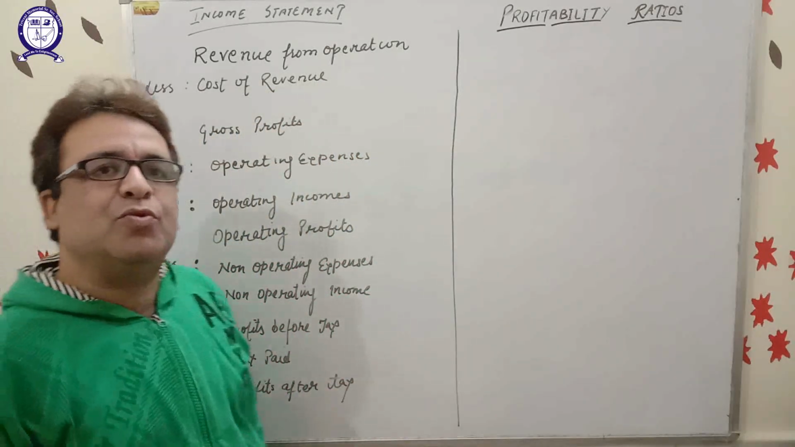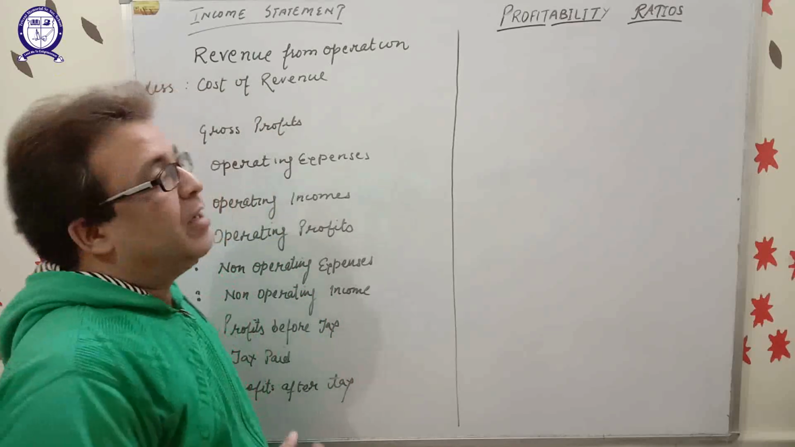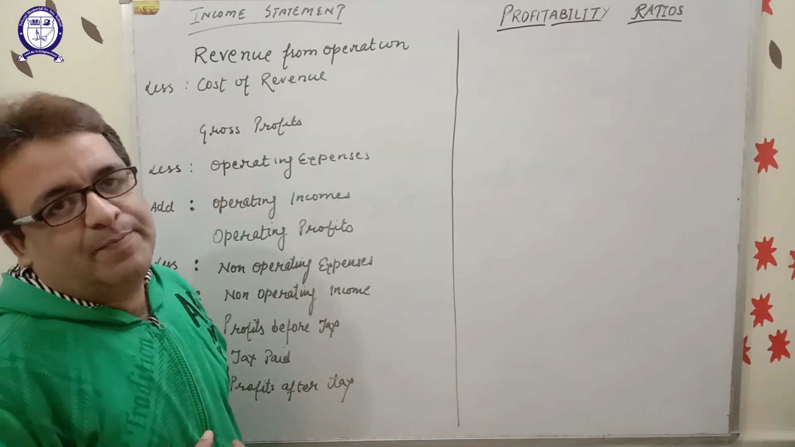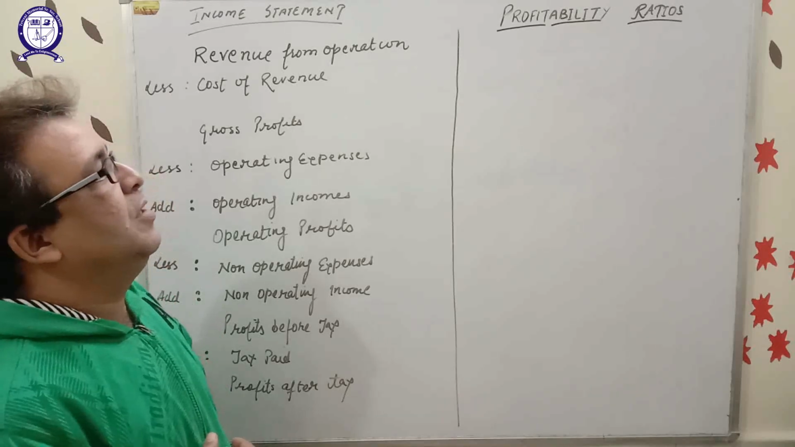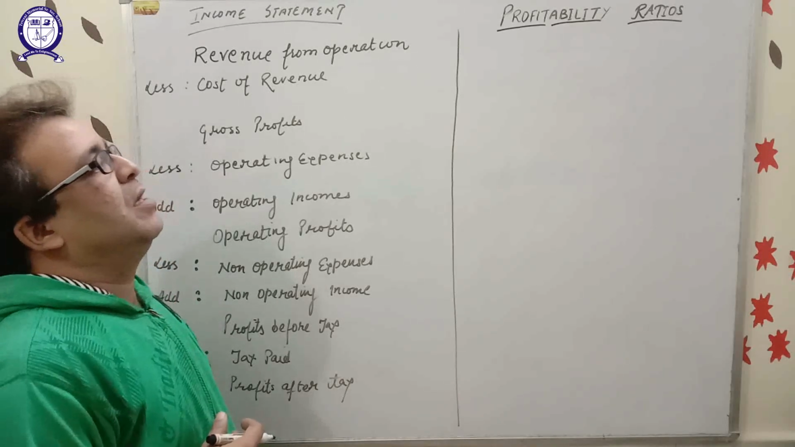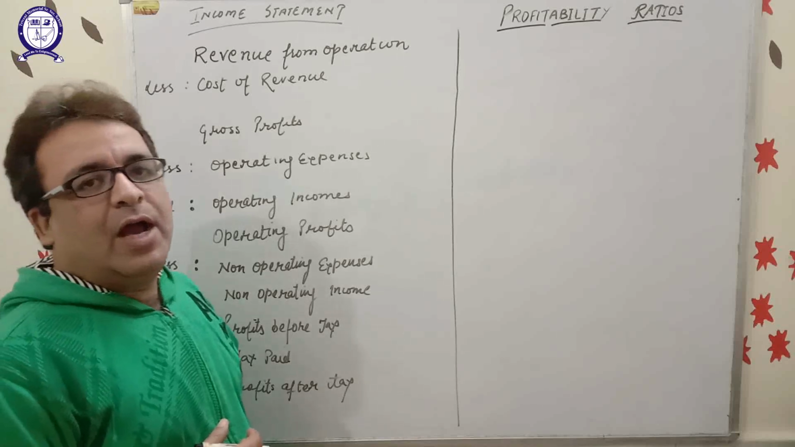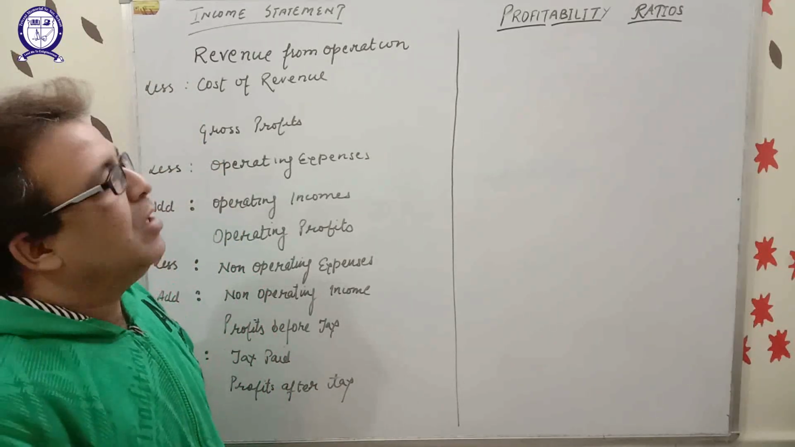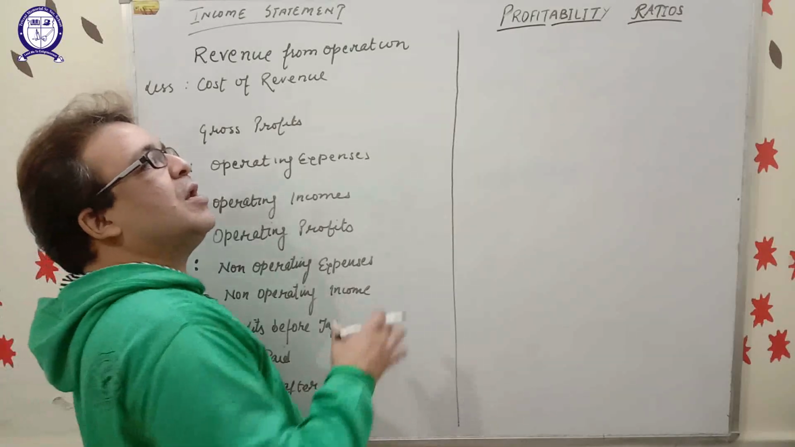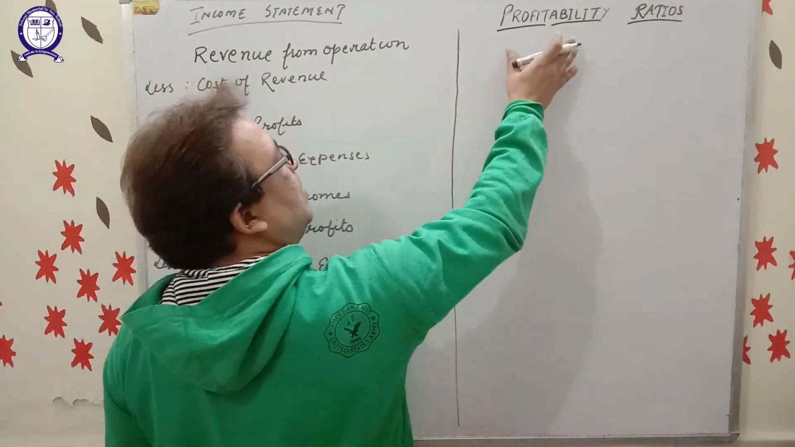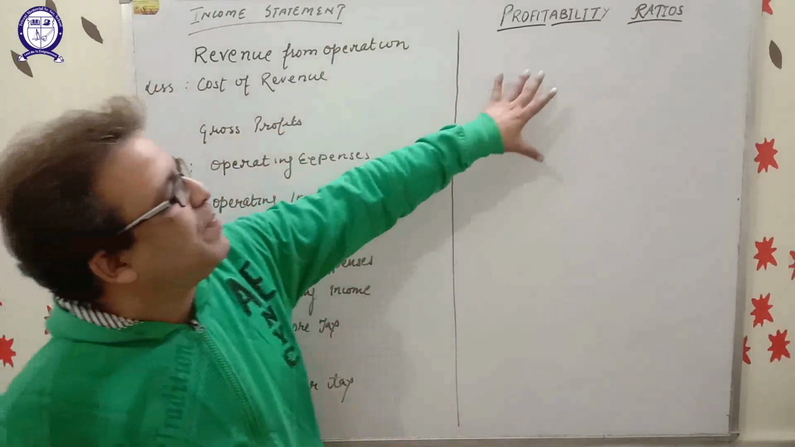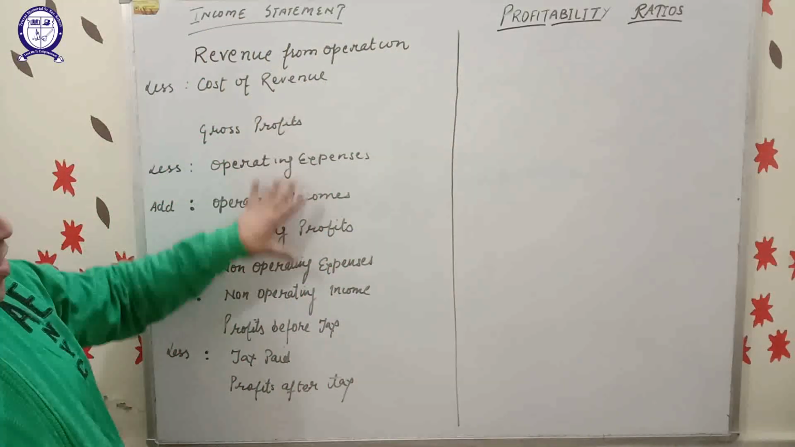These ratios are used for inter-firm comparison and intra-firm comparison also. These ratios tell us how efficiently our company is working. To check the overall efficiency of the company, we use profitability ratios. These ratios all depend on the income statement.